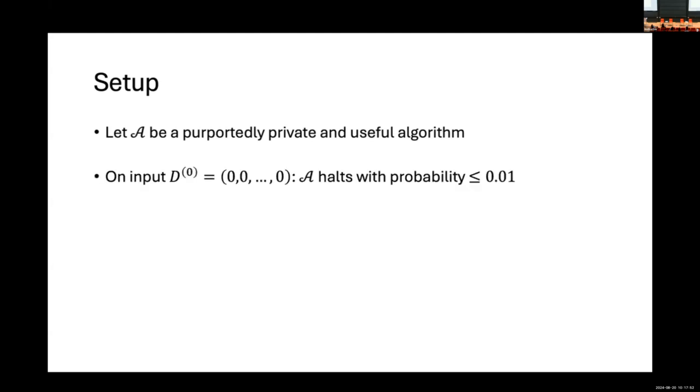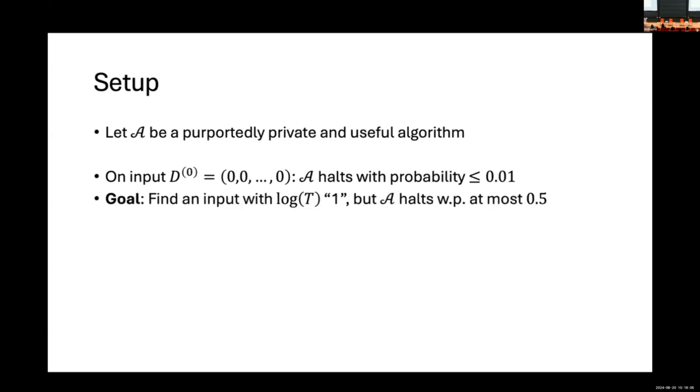Okay, so to set up the proof, let A be an algorithm that we are going to analyze. If you assume A is a correct algorithm, that means if I feed you the input of all 0 sequences, you are not supposed to halt. So let's say A halts with probability less than 1%. In our proof, we are trying to find an input with at least log t ones, but A halts on this input with probability at most 1/2. That's clearly saying the algorithm is not correct on this new input.